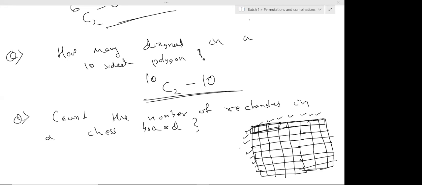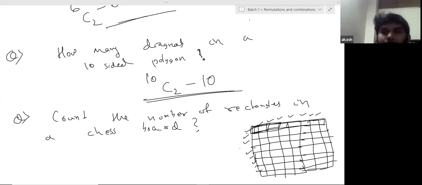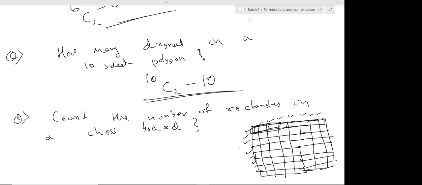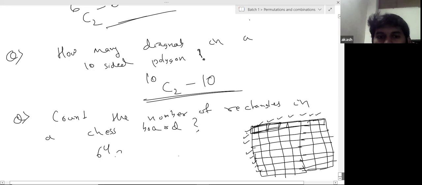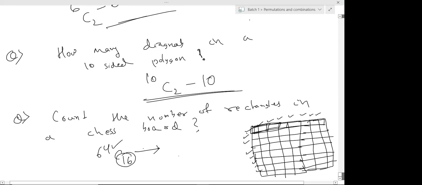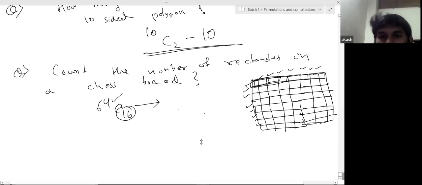Shravya, how did you get 64C16? Sir, I considered the total number of squares, and then 16 means 8 plus 8, since there are 8 divisions. Okay, but see, when I write 64C16, that means I'm choosing any 16 out of 64 squares, right? Yes, sir. So that is not the correct answer.